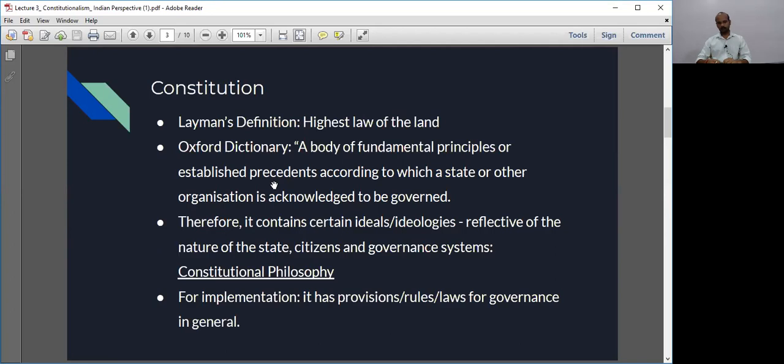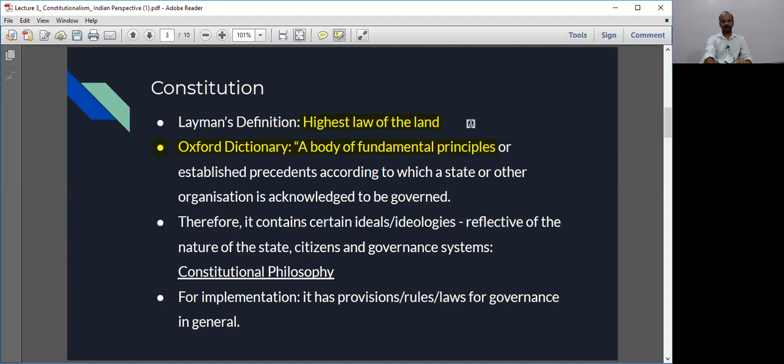So whenever we talk of constitution, there are several definitions. However, in layman's terms or in very simple language, the simplest definition that we can have is that constitution is often regarded as the highest law of the land, right? So this is the highest law of the land. Now, the Oxford Dictionary definition, which is the general definition considered relevant, is that a constitution is a body of fundamental principles or established precedents according to which a state or other organization is acknowledged to be governed.